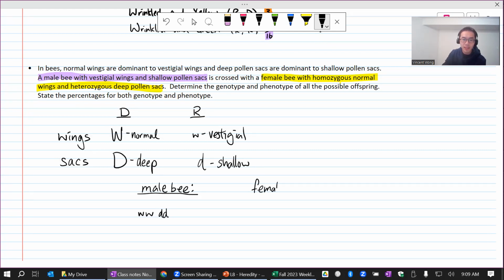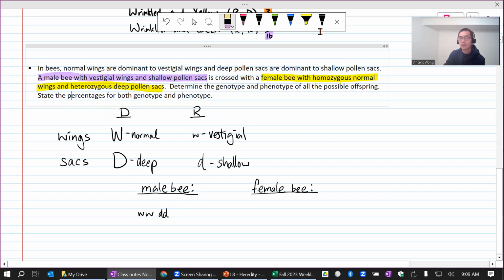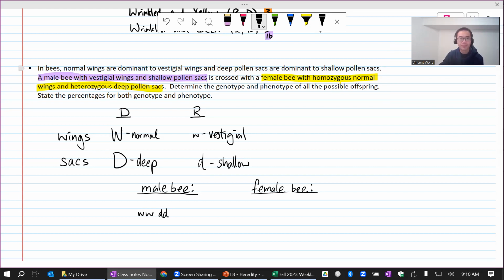Can someone please tell me the genotype for the female bee? Homozygous normal wings, heterozygous deep sacs. Okay, thank you. But it's the pollen sac that is heterozygous. What does heterozygous mean, same or different? Yeah, different, that's better. So homozygous normal is big W, big W. And heterozygous deep is big D, small d.